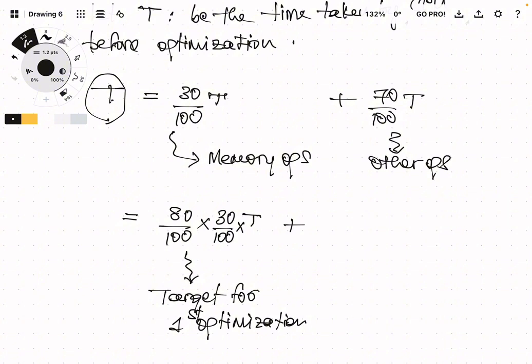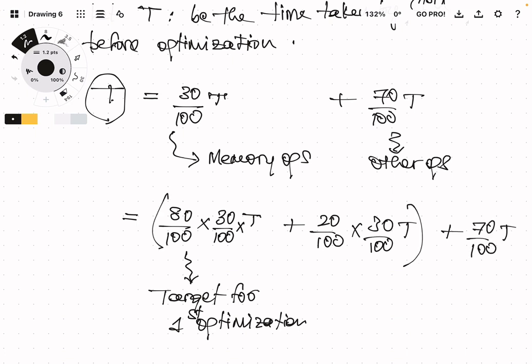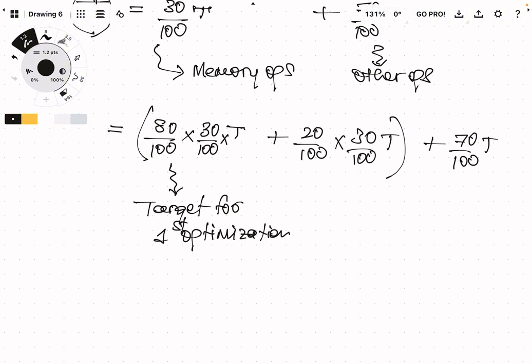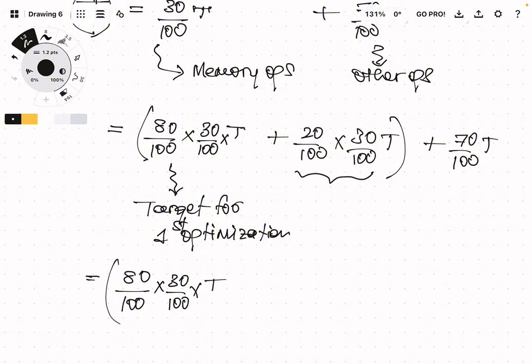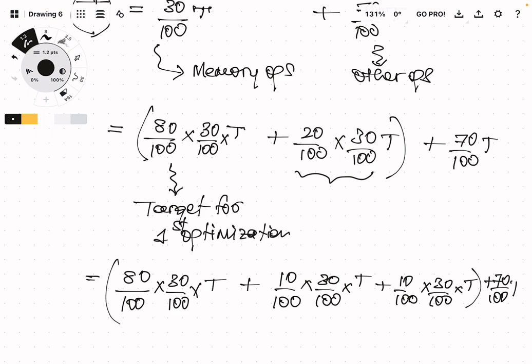All right, and then there's 80% of the 30% of t, so what's remaining is the 20% of the 30% of t, and then of course there's the 70% of t who's hanging out on the side as always. Now in fact the second target for the optimization is hidden within this. So I'm going to split this up even further and say this is 80% of the 30% of t plus the 10%. Remember, half of 20% is 10%, right? So 10% of the 30% of t plus 10% of the 30% of t plus the 70% of t.